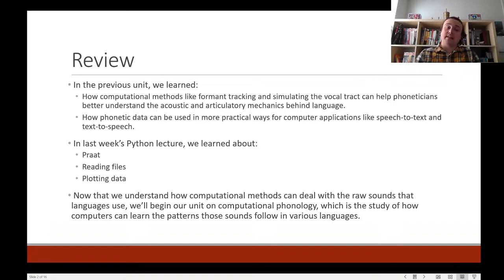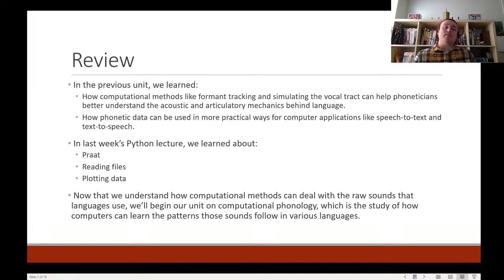In last week's Python lecture, we learned all of the tools you needed to do your first project, that vowel plot project. So you learned how to use Praat to measure vowel formants, you learned how to read files in with Python, and you learned how to plot data with Python.